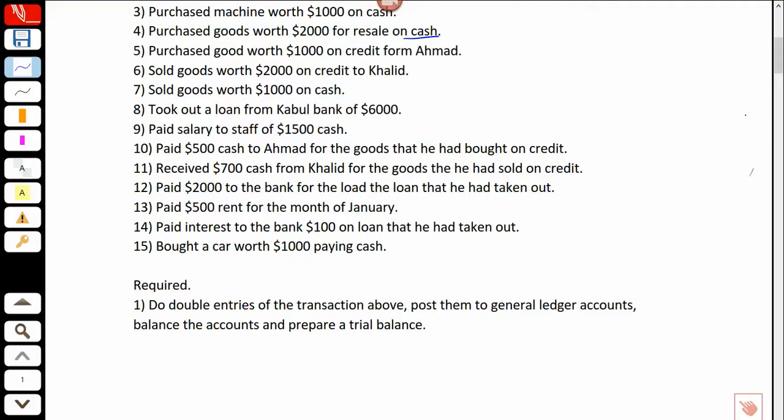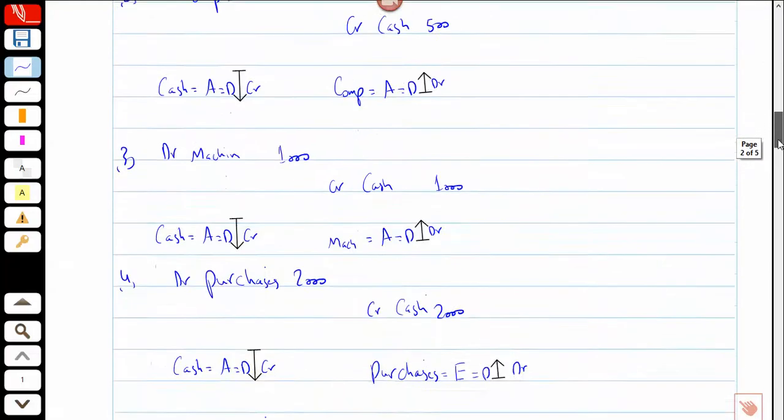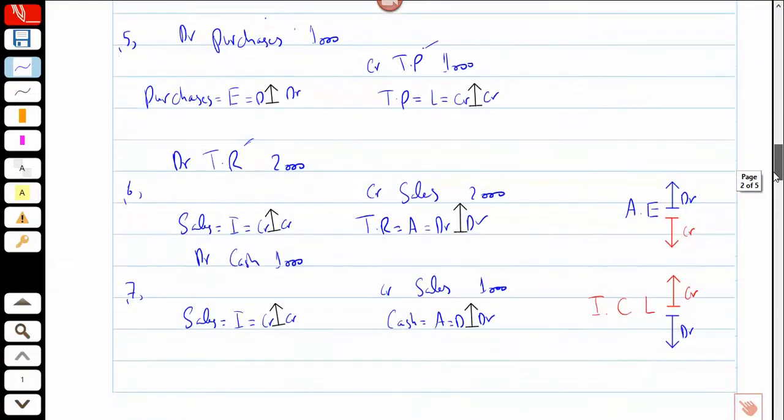Paid 500 cash to Ahmad for the goods that he had bought on credit. If you look at transaction number 5 here, we bought goods from Ahmad on credit, and here we paid back 500 of that money. The total amount was 1,000, but we paid back 500. Yeah? It's okay, zyada ho gayi.